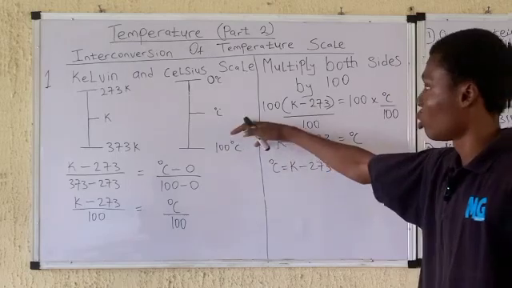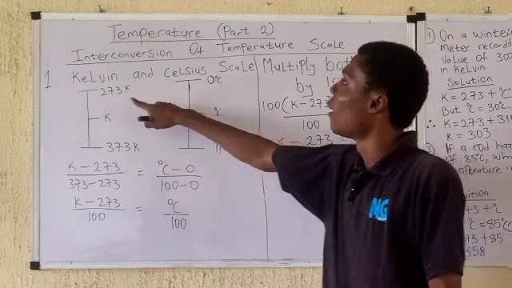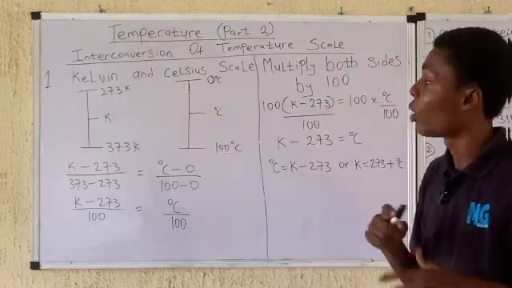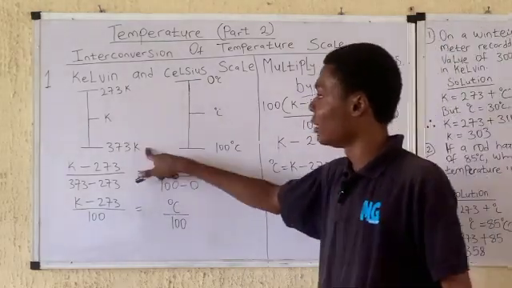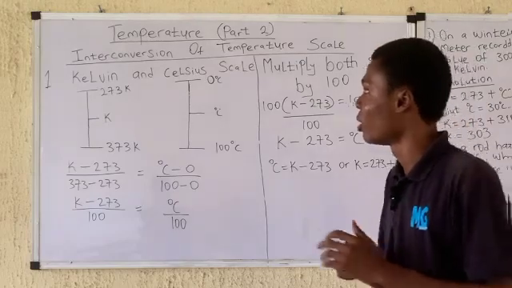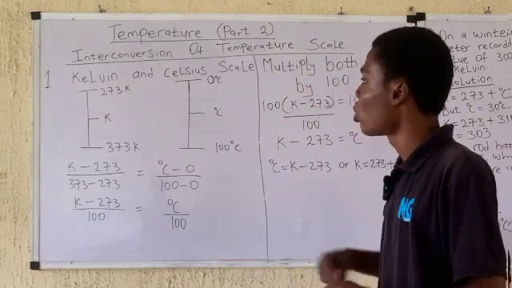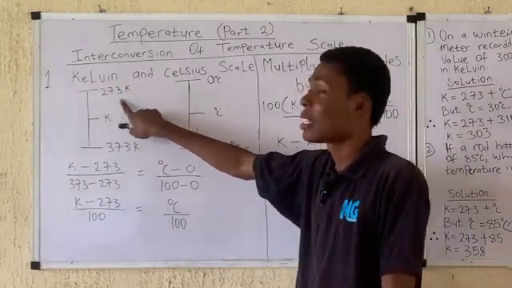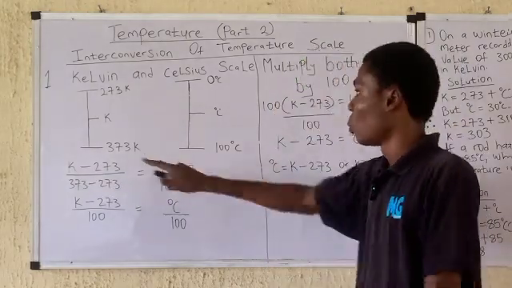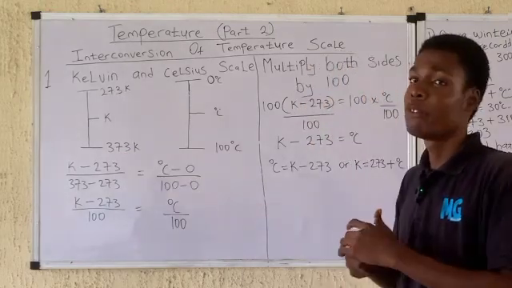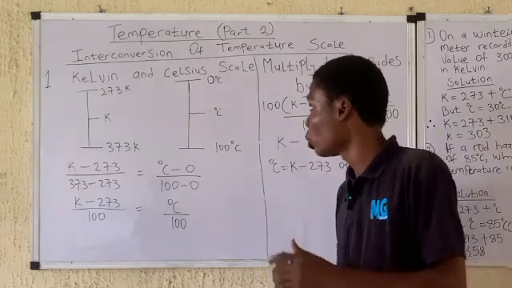Now, we are going to use the interpolation rule. This is the lower fixed point for Kelvin, and this is the upper fixed point for Kelvin. Using the interpolation rule, we have Kelvin minus the lower fixed point, which is 273, divided by the upper fixed point, which is 373, minus the lower fixed point, which is 273. So we do it for the Celsius scale too.